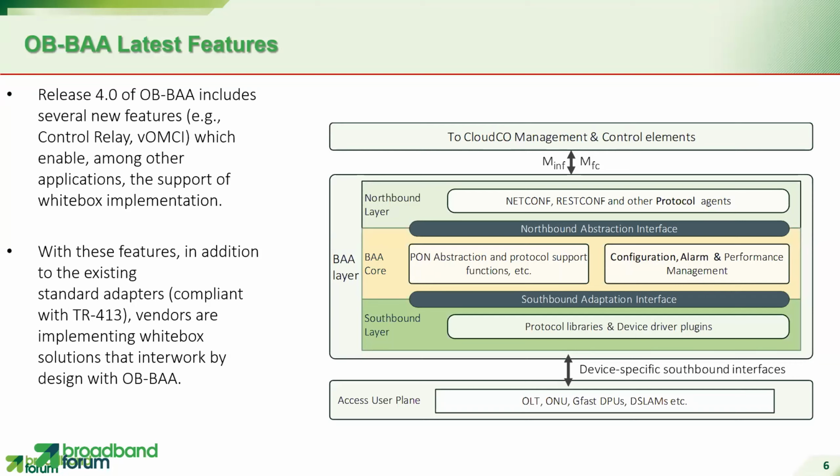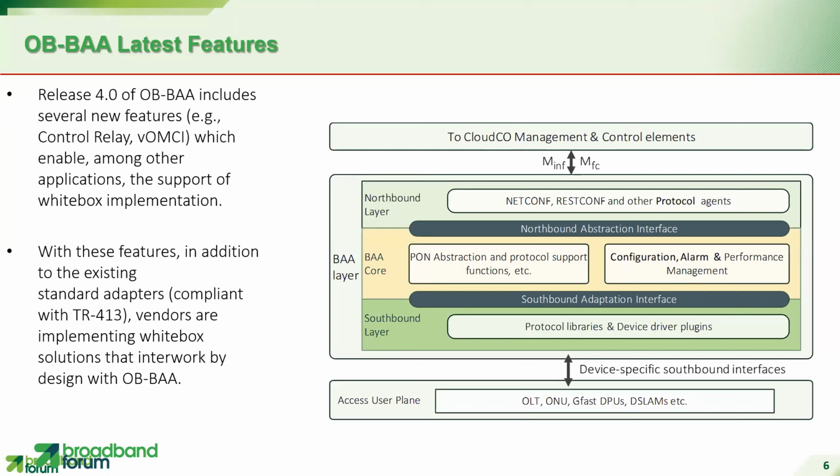So you don't have to implement necessarily all of those elements that are shown in the BAA layer. It depends if you're connecting an existing access node into the Cloud CO infrastructure, or if you have a new disaggregated access node, such as an OLT, that would have a simplified version.